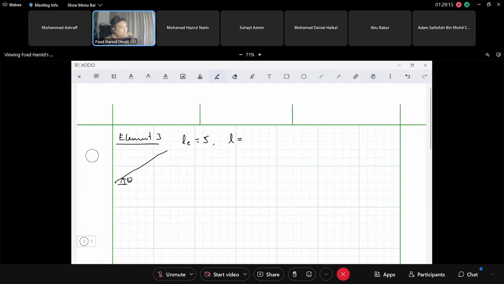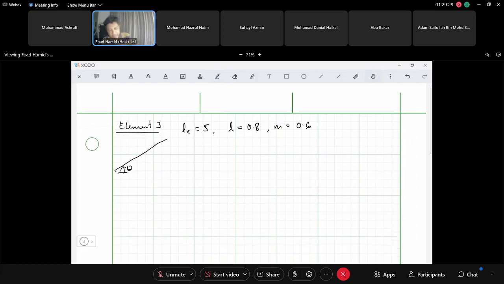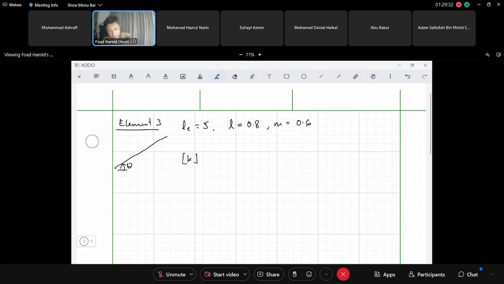My L here is 0.8. Note that in this quadrant, everything is positive, sine and cosine are positive. M is 0.6. My K matrix for element number 3 would be only a 2 by 2 because the boundary condition is Q5 equal to Q6 equal to 0. So I have only 7 and 8; 5 and 6 are zeros.